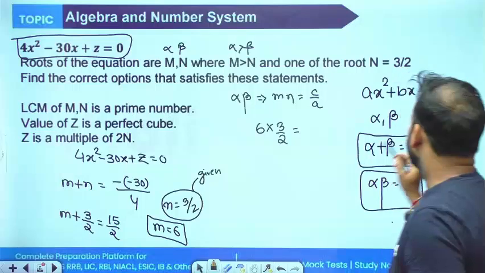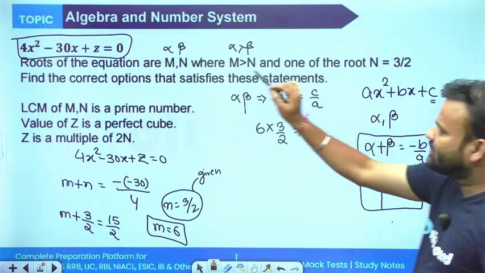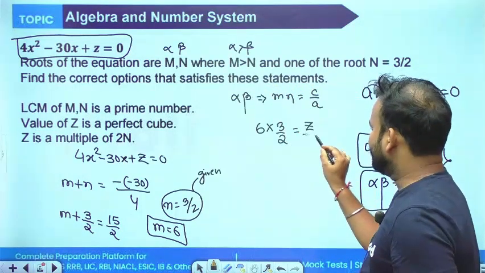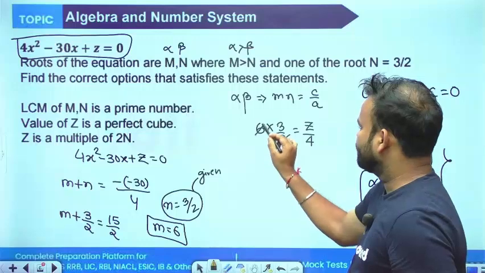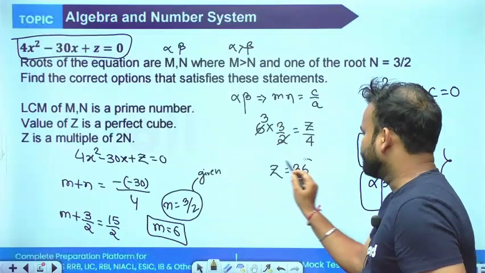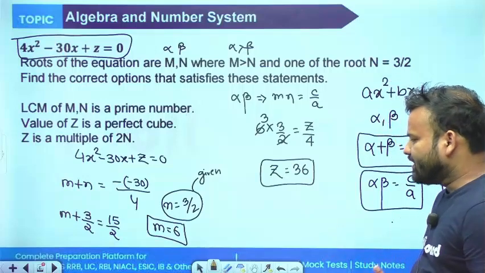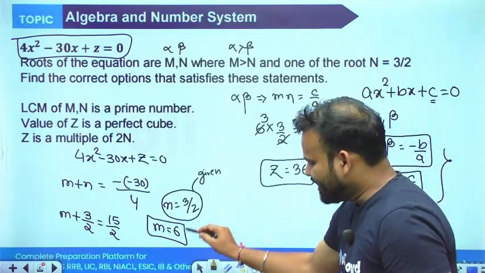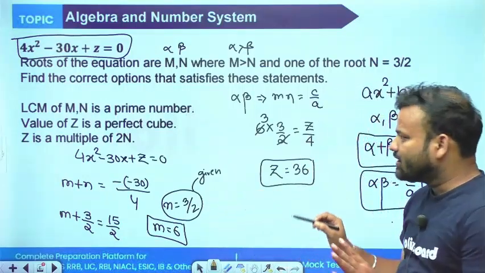What is c? The value of c is z over here. And what is a? A is 4. 2 times 3. So the value of z will be 9 into 4, 36. So we got the value of z as 36. Fine. So m is 6, n is 3 by 2, and z is 36. So all the values are known.